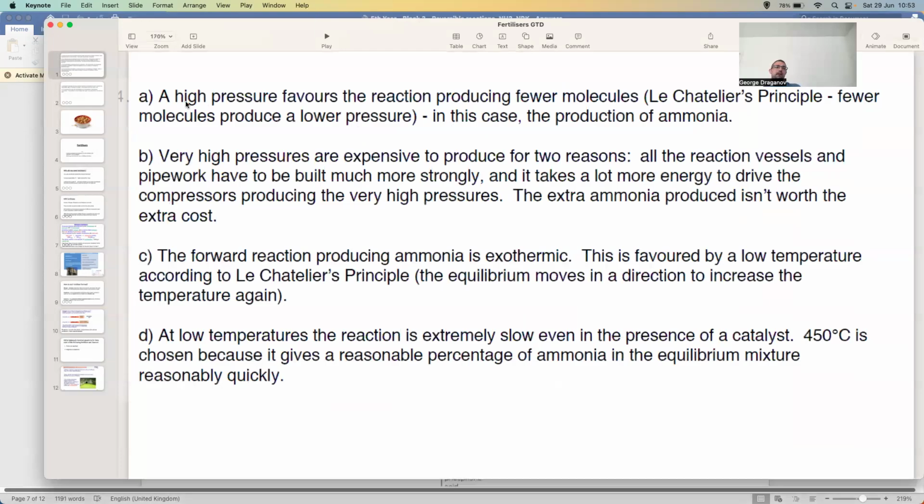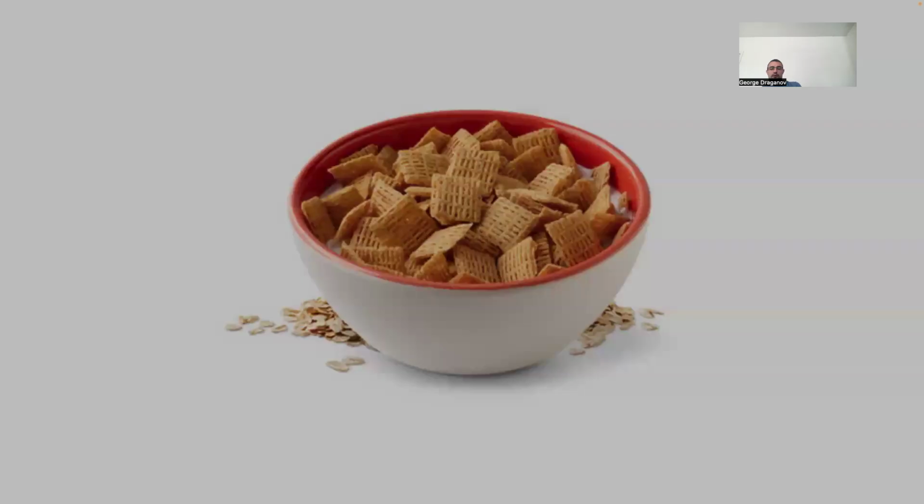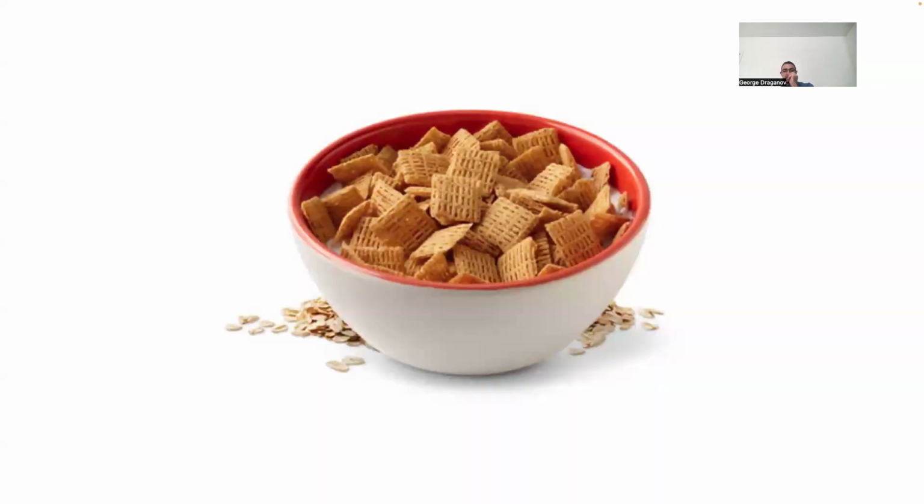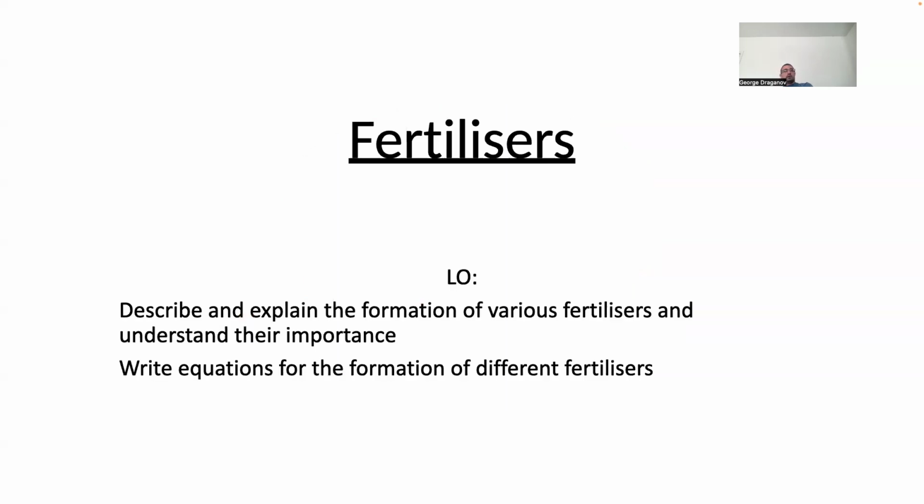I always start with this. Now you might say, why? Well, this is a bowl of cereal. Now cereal comes from wheat, and wheat comes from farming. And farming requires fertilizers to improve its productivity. So the lesson objective today is to learn how fertilizers are formed, why they're important, and write out their equations.